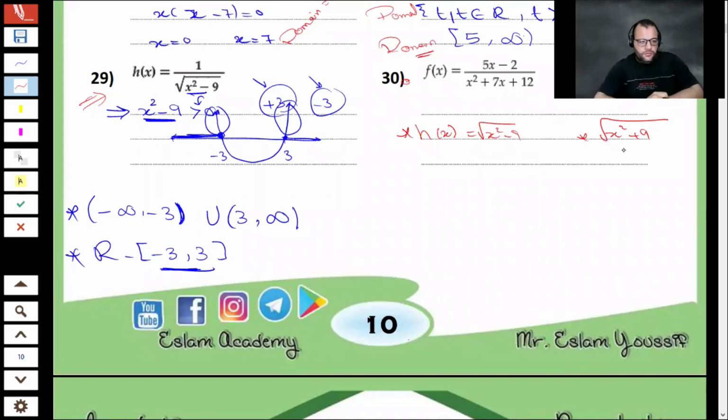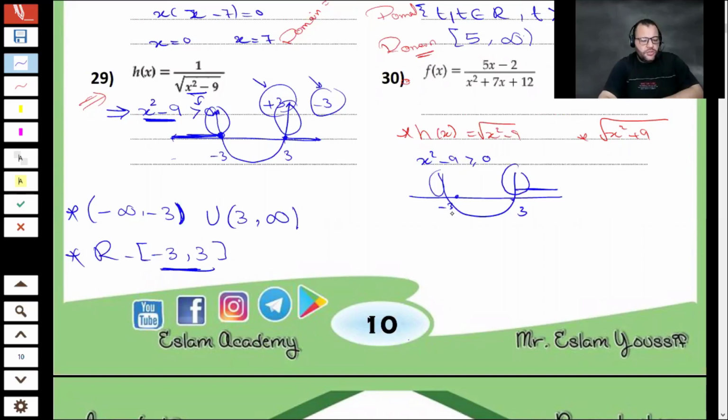Firstly, x squared minus 9 is greater than or equal to 0. By the same way, this will be the parabola, with roots at negative 3 and positive 3. And you need the solution to be above the line, so this will be the solution.